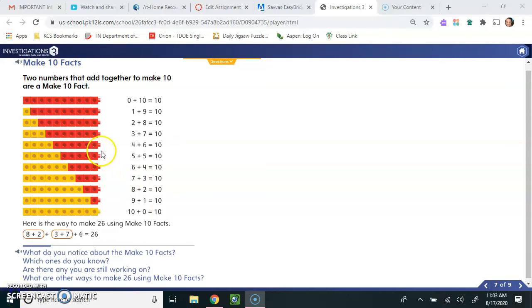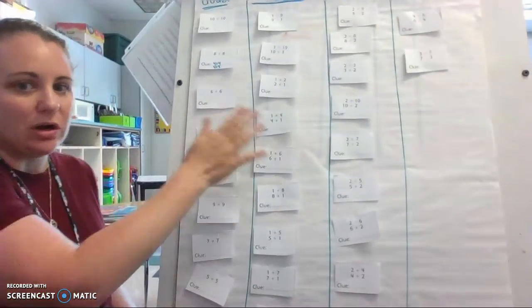Great, so you should have pulled out all your cards now that are make 10 facts. And since I have mine taped up here, I only found 2 make 10 facts that weren't already in another category. I found 4 plus 6 and 6 plus 4, 3 plus 7 and 7 plus 3. So if 3 plus 7 equals 10, good. Then 7 plus 3 also equals 10.